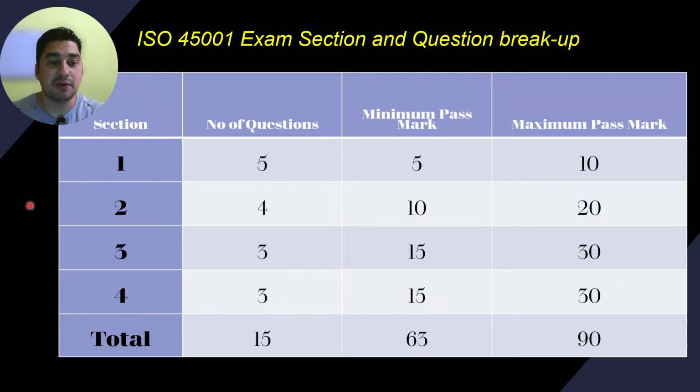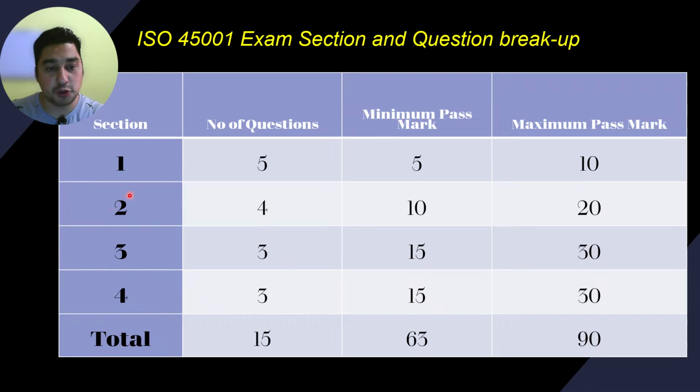There will be 4 sections, section 1, 2, 3 and 4. In section 1 there will be 5 questions, and each question will be 2 marks. So in that way you will get 10 marks. The full marks will be 10. After that you have to get minimum 5 marks to pass this section.